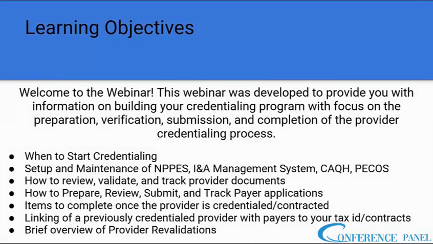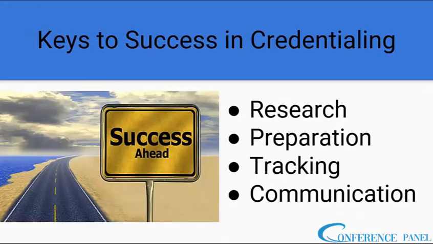Some of the objectives are when to start credentialing, the setup and maintenance of NPPES, the INA management system, CAQH, and PECOS, how to review, validate, and track provider documents, how to prepare, review, submit, and track payer applications, items to complete once the provider is credentialed and contracted, the linking of a previously credentialed provider with payers to your tax ID and contracts, and a brief overview of provider revalidations, terminations, and other information.